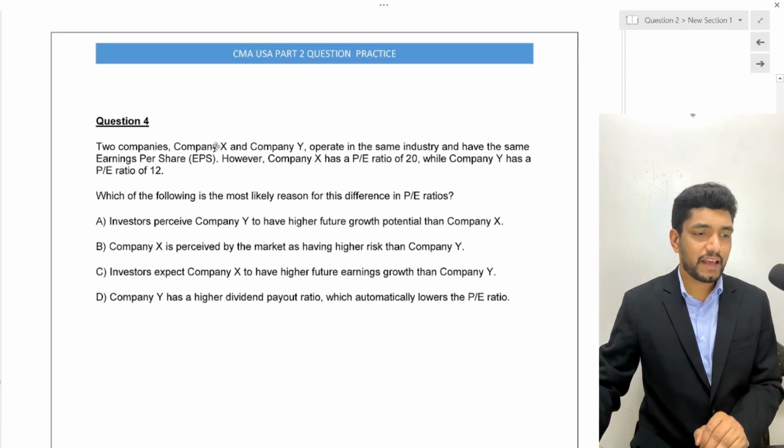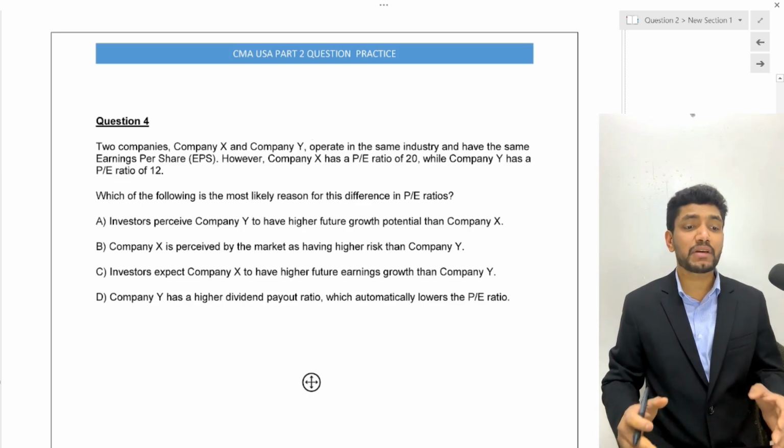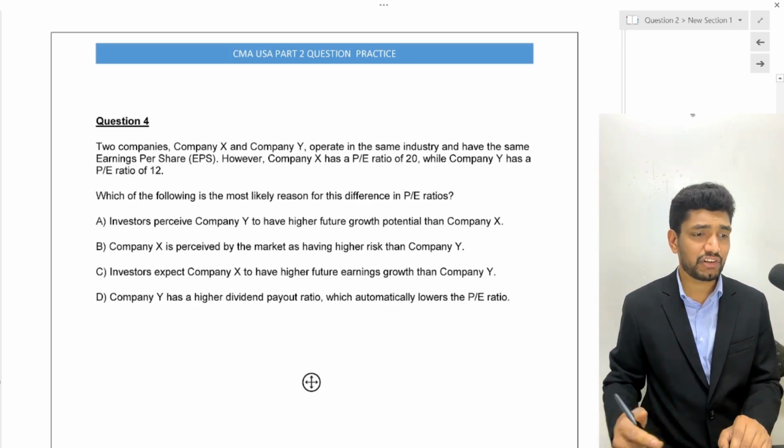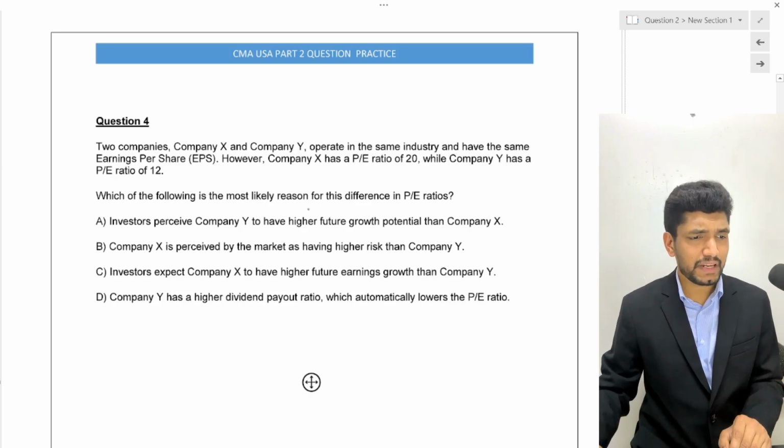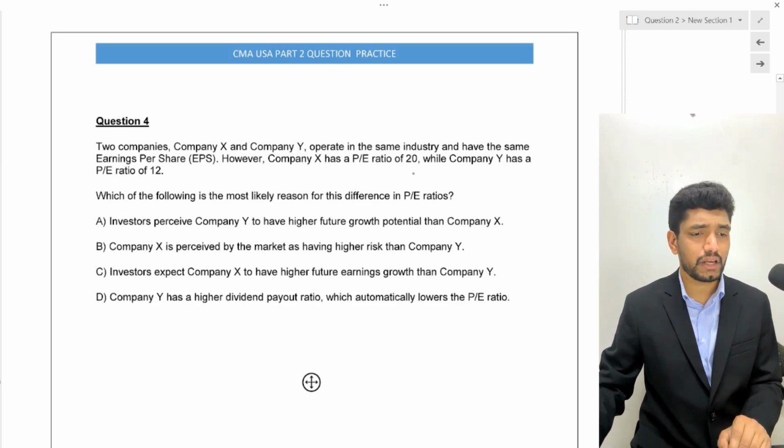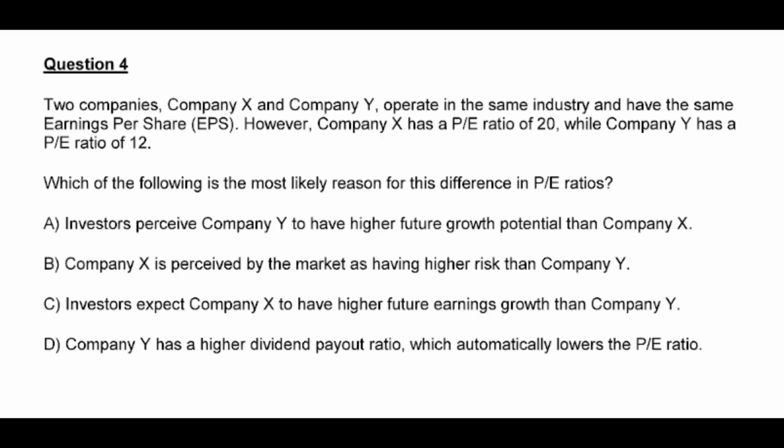Two companies, company X and Y, operate in the same industry and have the same earning per share. However, company X has a PE ratio of 20, while company Y has a PE ratio of 12. So what is the formula for PE ratio? First, you have to know the formula for PE ratio. So let's move to the question first. Which of the following is the most likely reason for this difference in PE ratio?